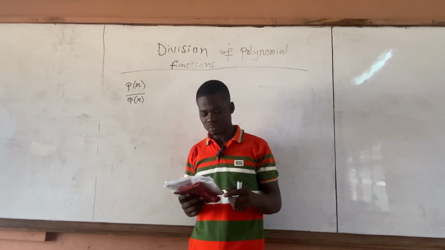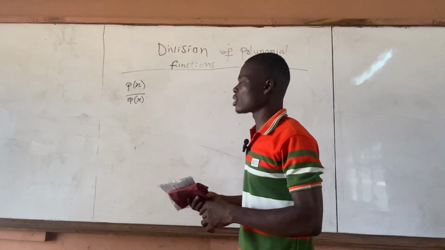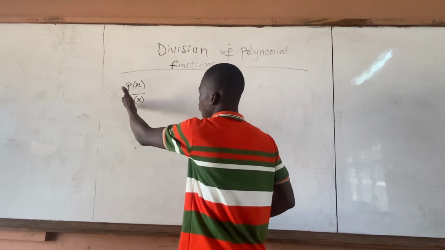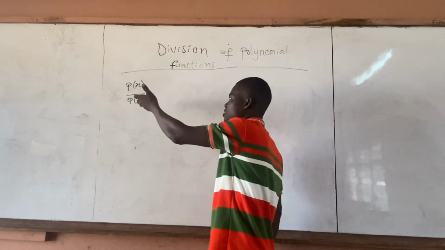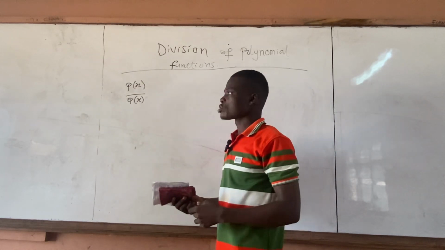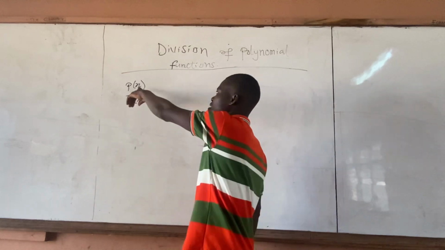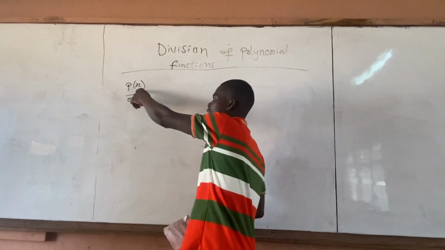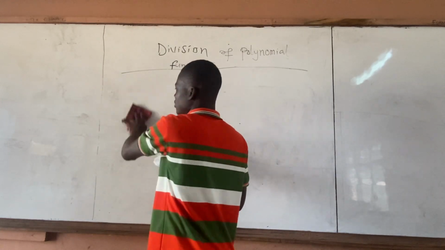So now, in general, P of S over Q of S, in general terms, we know that this is the numerator and this is the denominator. So in polynomials, in general, this is the dividend and this is the divisor. The dividend over the divisor.